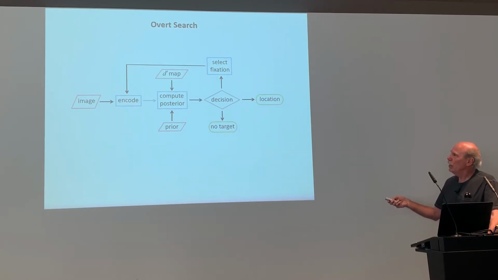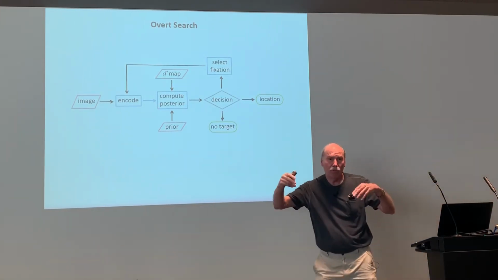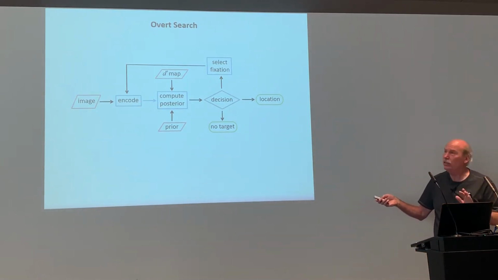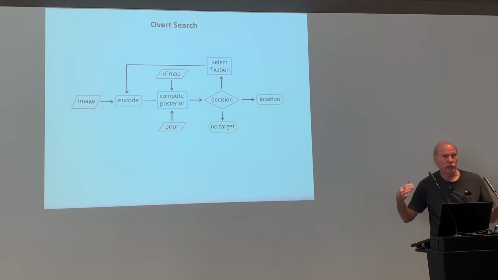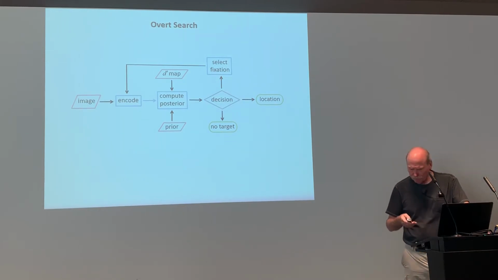An image comes in, you encode it, then you compute some posterior beliefs, based on that first eye movement, of where you think the target might be. This doesn't have to be a Bayesian computation. I just mean some kind of posterior belief. Then based on that, you're going to make some decision. You either decide that there's no target there, or you decide that there is a target and you indicate its location, or you don't know yet, and now you select an eye movement, where to move your eye next, and the process loops until you stop. So that's a generic model of search, and we'll be interested in filling this in.